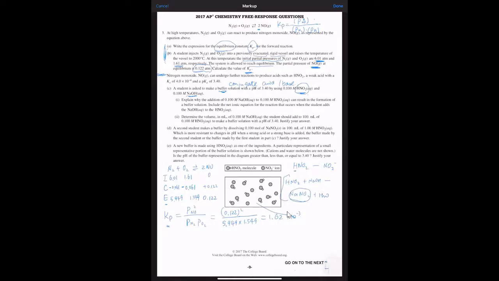So the first question asks you to use the net ionic equation for the reaction. Here, this is a neutralization reaction.